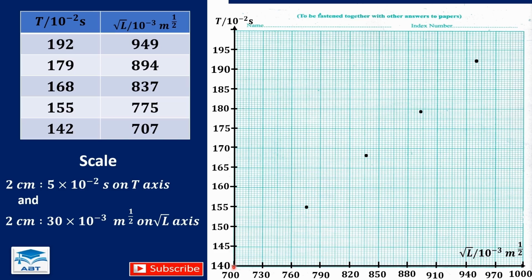707 on root L axis. This is 700, 703, 706, and 707 would be within the next box. So they are going to meet here and we draw the line of best fit.